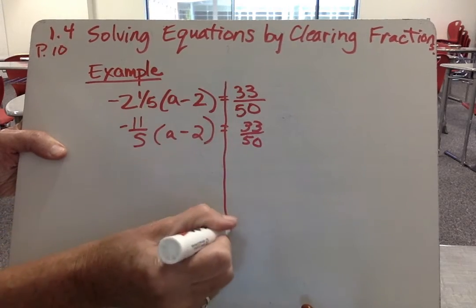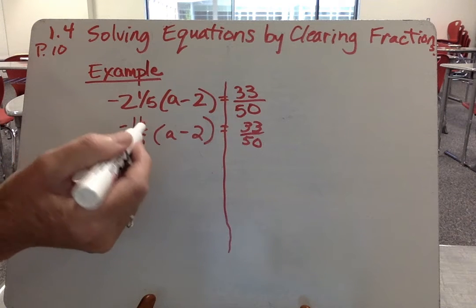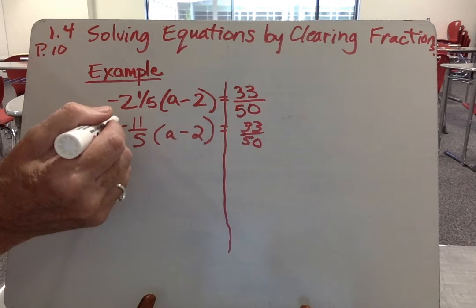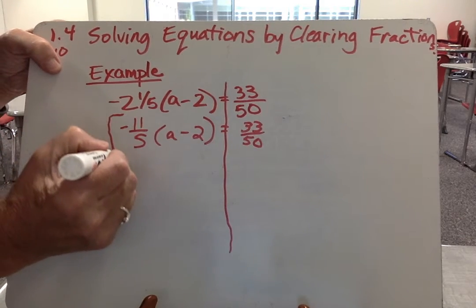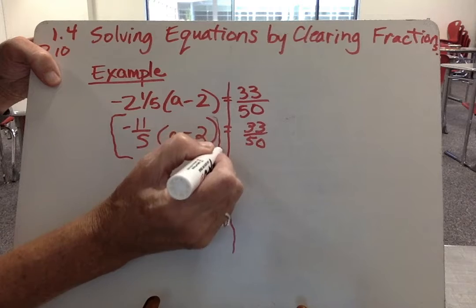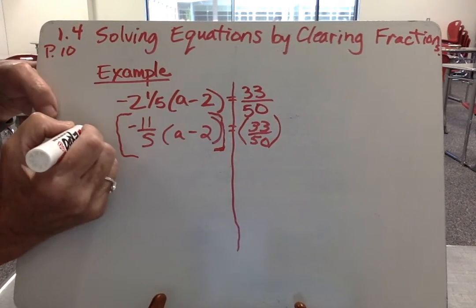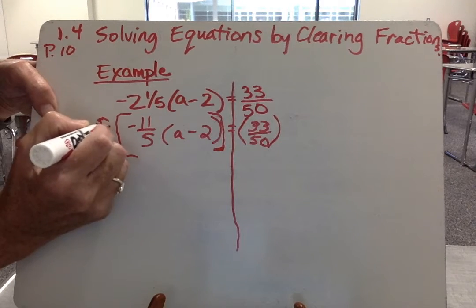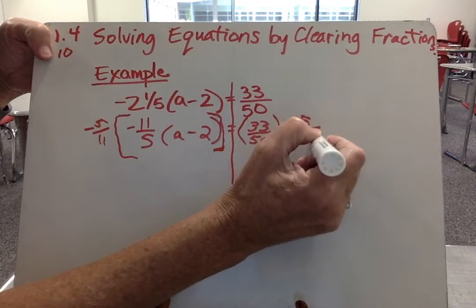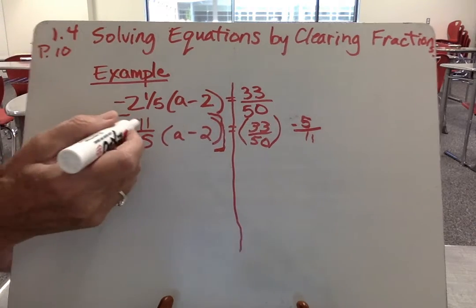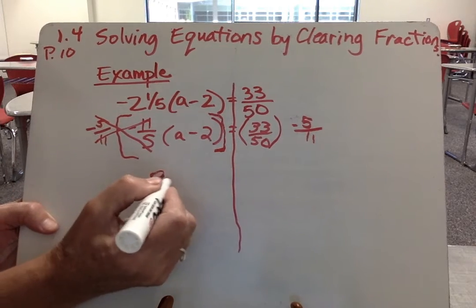Okay, and again, I'm going to go ahead and draw that line down while I'm solving equations. Next, the packet has you distribute the negative 11 fifths through the parentheses. I think there's a little bit faster way by taking both sides and multiplying them by negative 5/11. Okay, that way I can cross this out and I'm left with a minus 2 on this side.